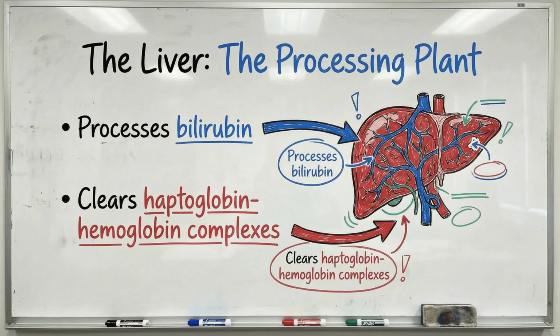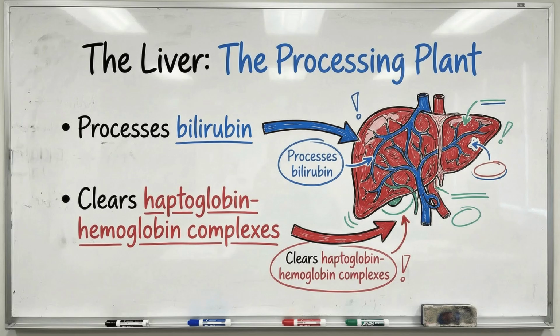While the spleen is the filter, the liver acts as the body's processing plant, handling the aftermath of all the red blood cell destruction. Its main role here is to take the unconjugated bilirubin, which is a toxic byproduct of hemoglobin breakdown, and conjugate it. This makes it water soluble, so it can be safely excreted in the bile.